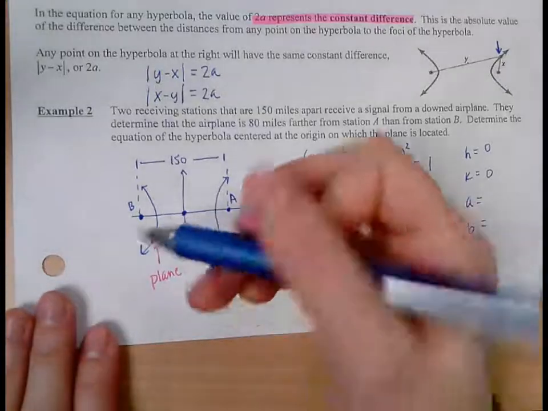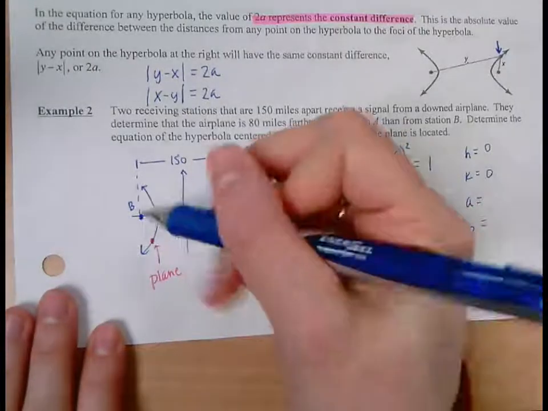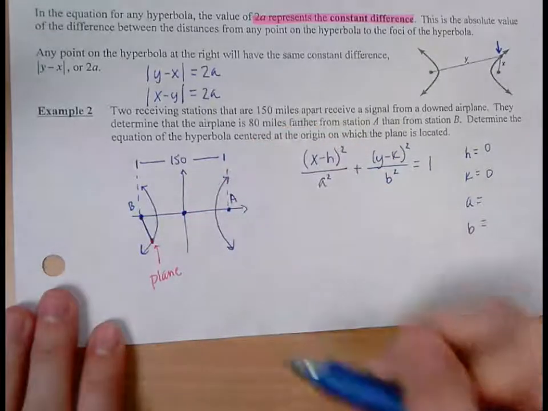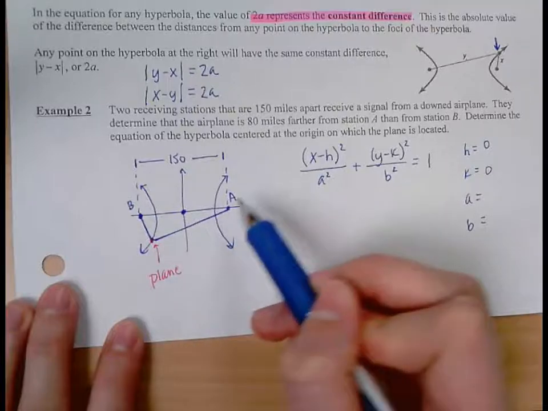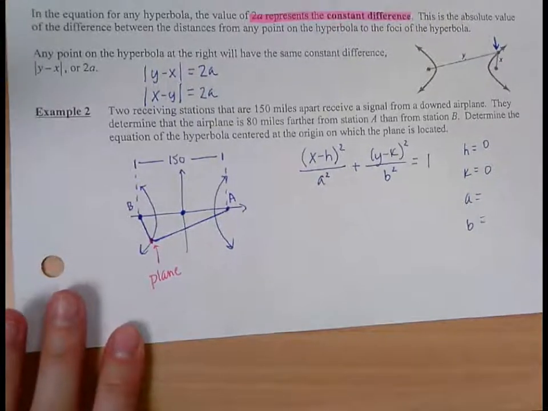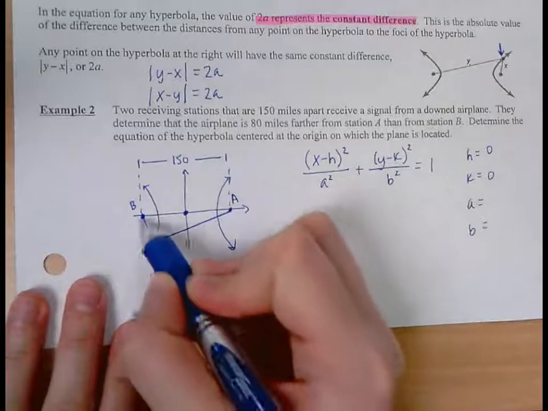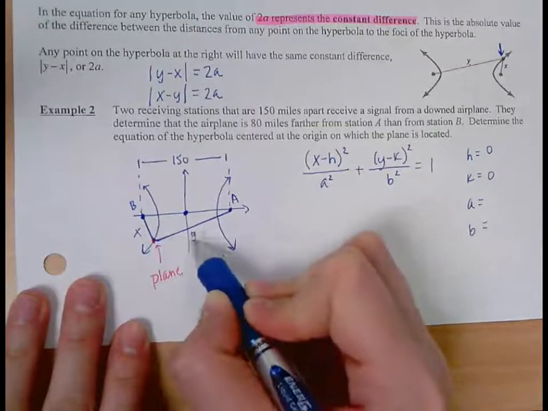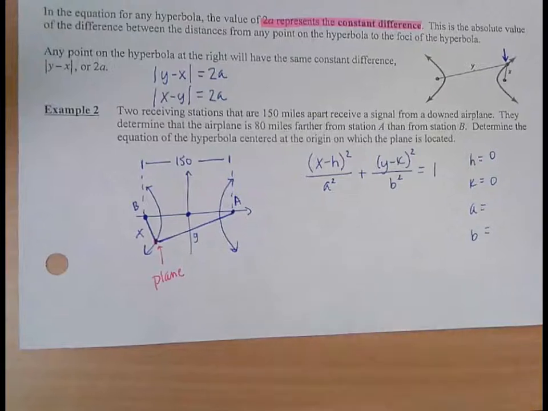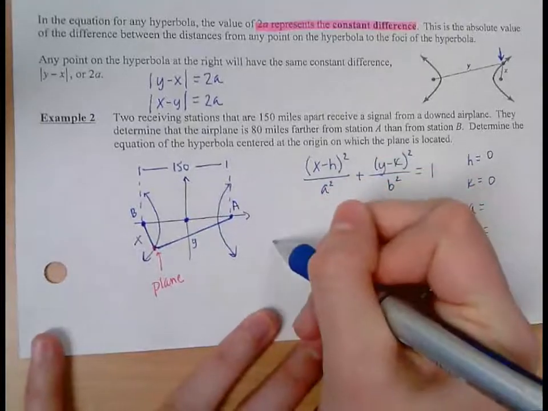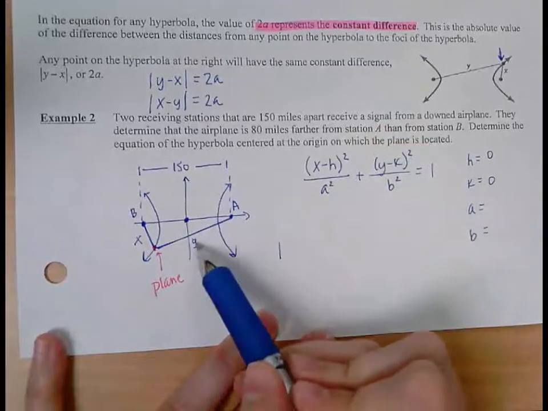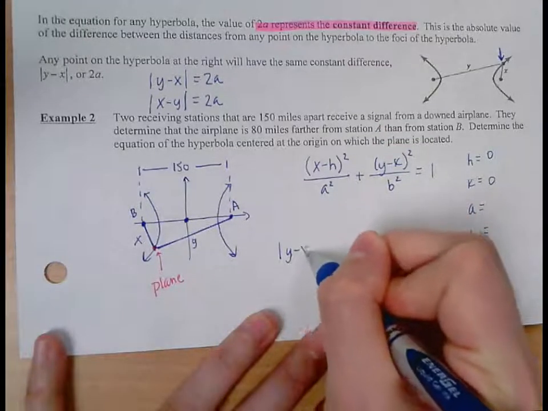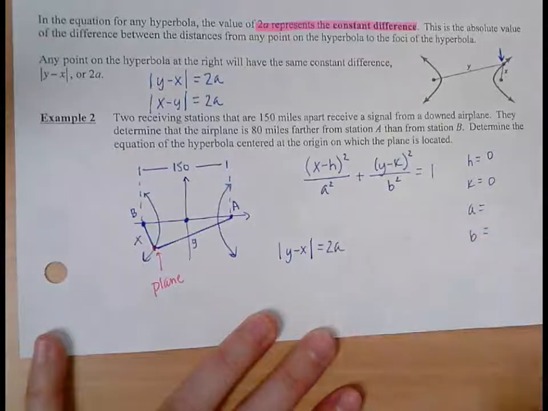So I have a distance from where my plane is to station B, and a distance to station A. So the distance to each of the foci. Let's say I call the shorter distance x and the longer distance y. I know then that the formula given up above, the absolute value of the difference of those distances, the absolute value of y minus x, is going to equal 2a.